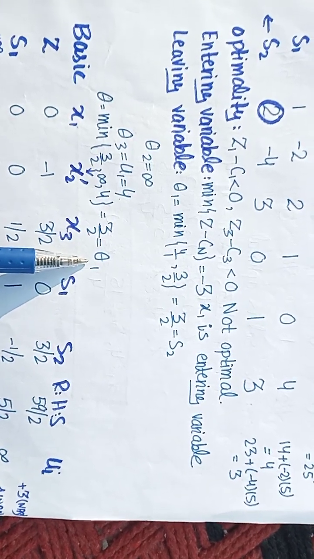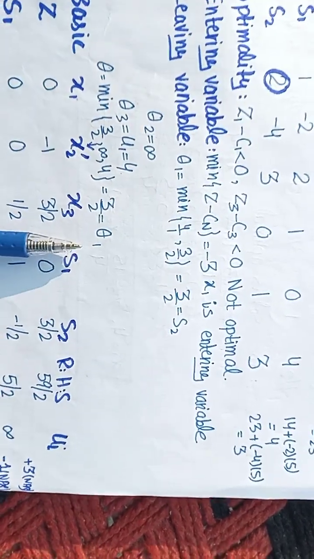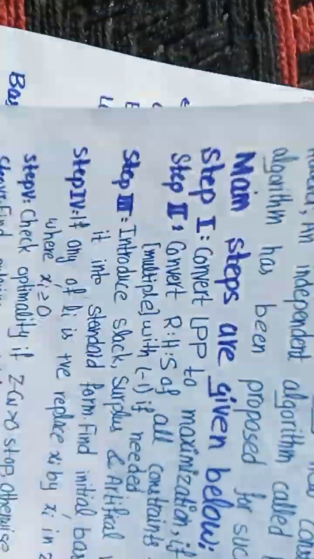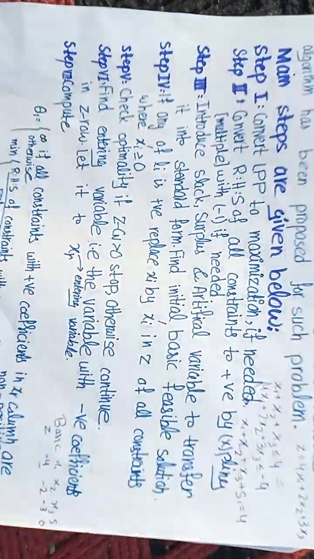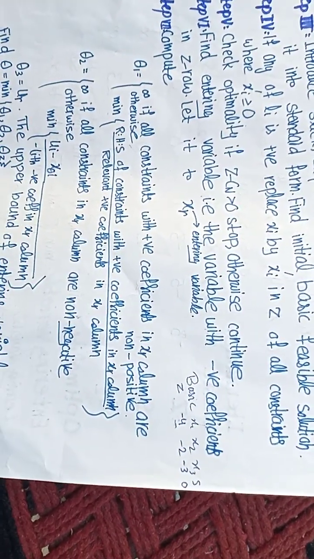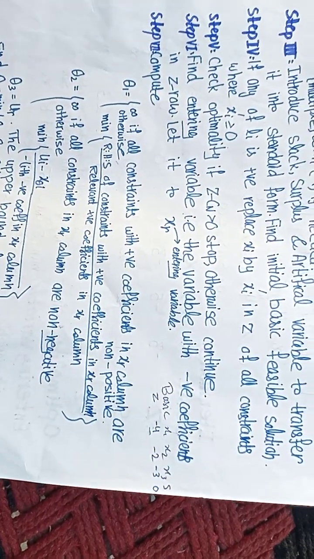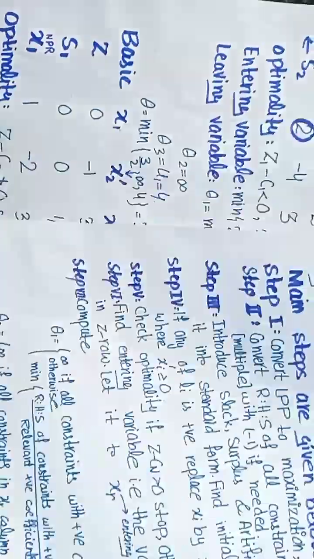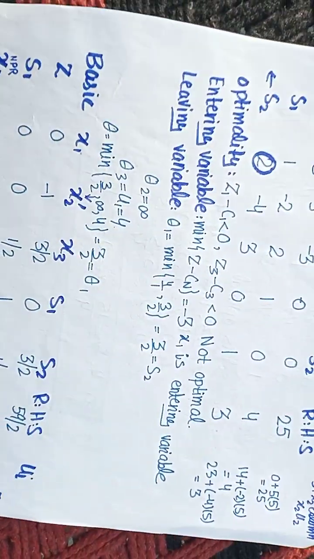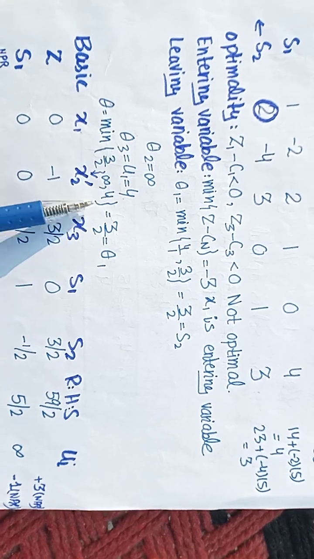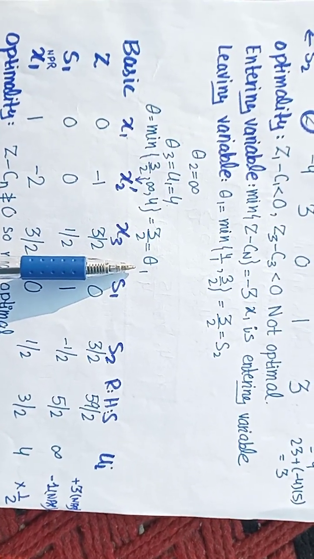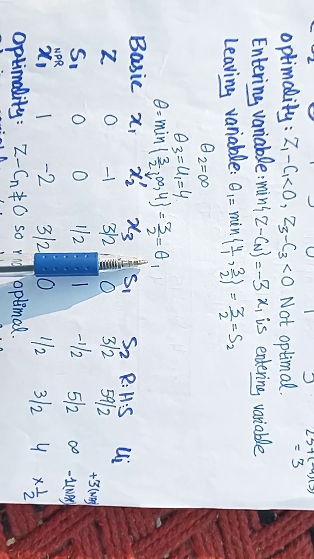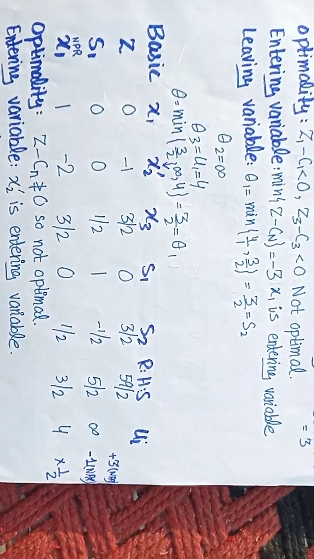Theta1 is given by the algorithm: infinity if all the constants with positive coefficient in the x column are negative, otherwise the minimum over the relevant positive coefficients in the x column. Now we can use the minimum. The minimum theta is theta1 and it corresponds to the regular simplex method. Regular simplex method.